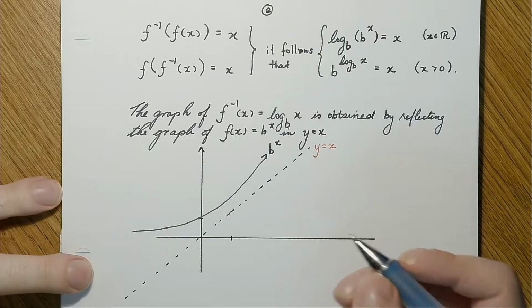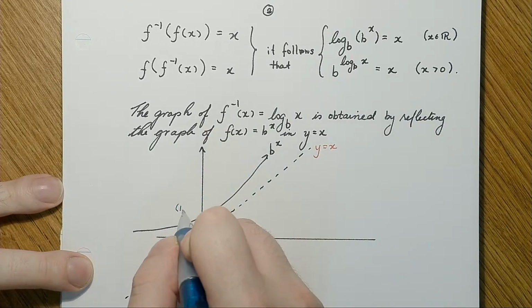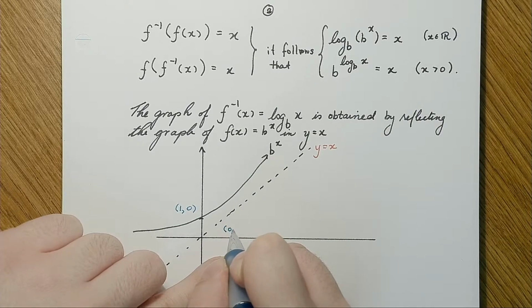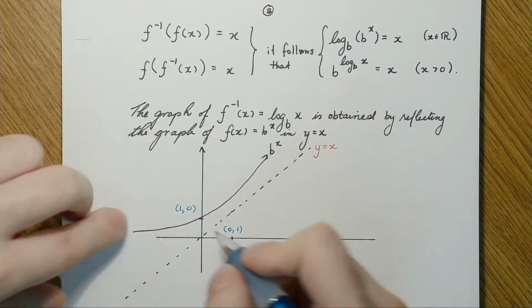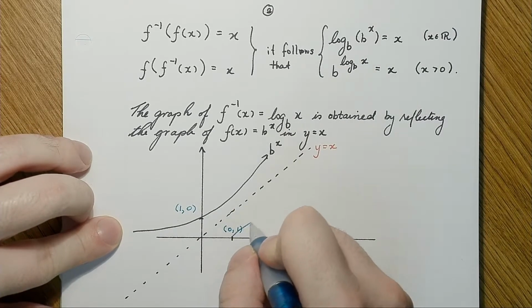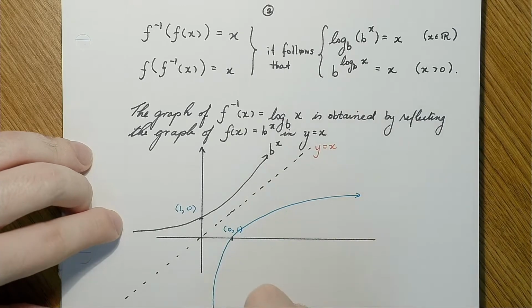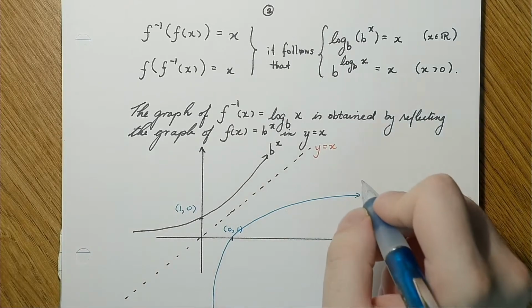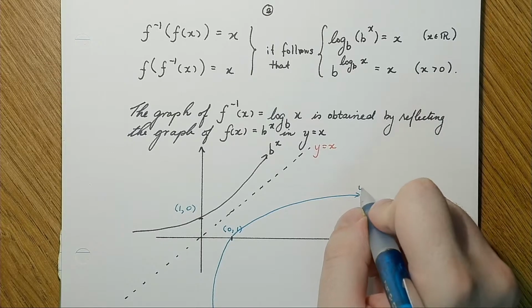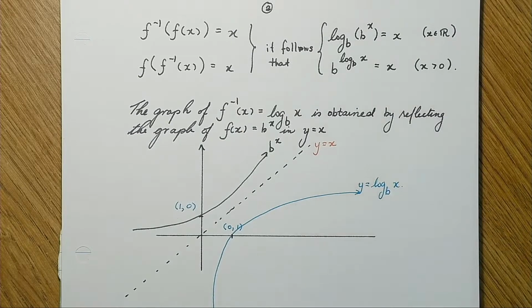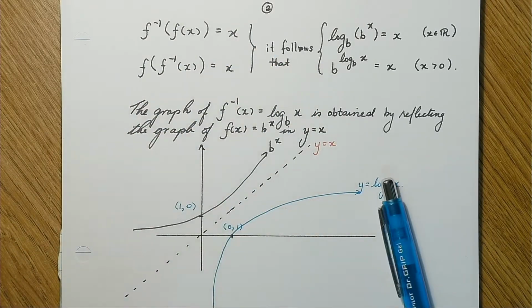Okay. So in this case, I have 1, 0. So right here is 0, 1. And I'm going to try to reflect that. So it should look something like that. So this will be y equals log base b of x. So I'll keep using this pen for the logarithm.